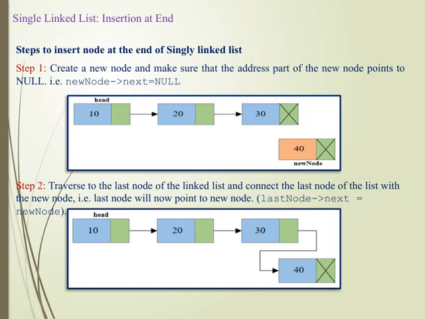Now let's look at how we insert a node at the end of a singly linked list. The first step is to create a new node. It's important to set the address part of this new node to null, because this indicates that it's currently the last node in the list.